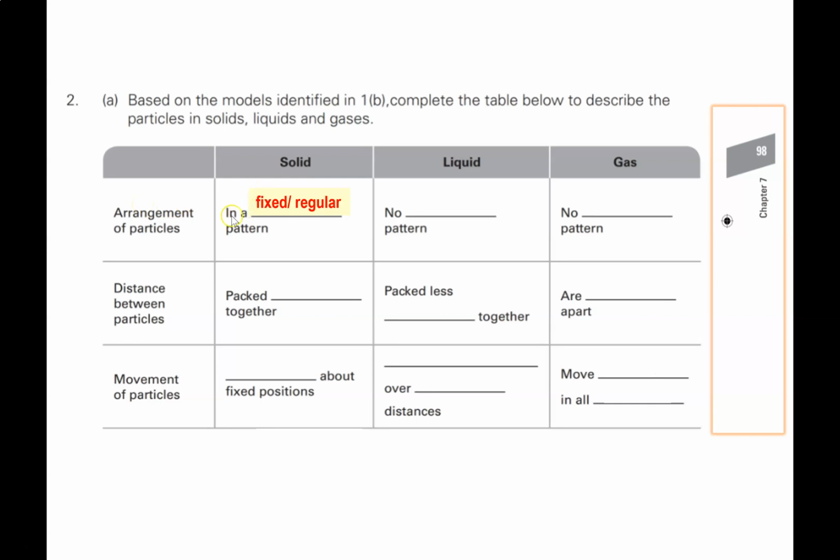Solid particles are arranged in a regular pattern or an orderly pattern. Liquid particles have no fixed pattern or they are disorderly. Gas particles are also disorderly or have no fixed pattern.